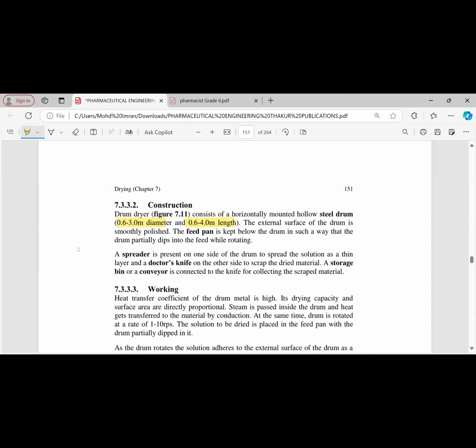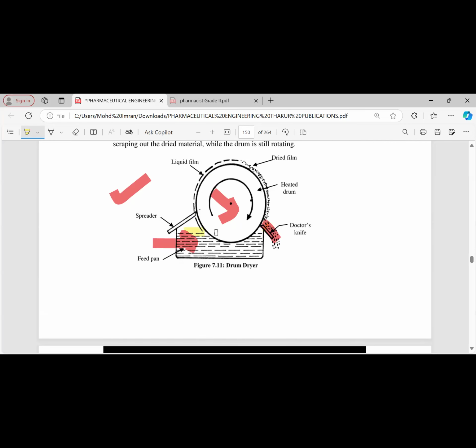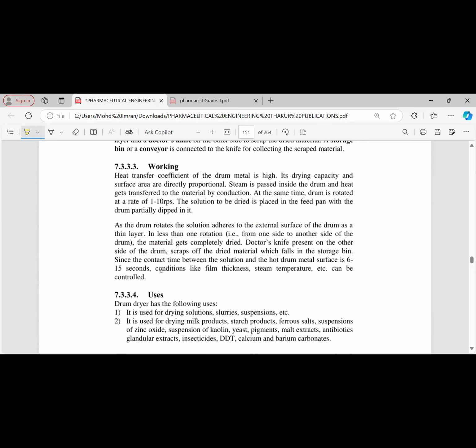And the external surface of the drum is smoothly polished in order to form a thin film. So the feed pan is kept below the drum in such a way that the drum partially dips into the feed. So when the drum rotates, it dips into the feed. I'm marking with the yellow mark, you can see, it dips up to here, and that's why a thin layer forms on it like this. This is the drum dryer. Okay, very simple.